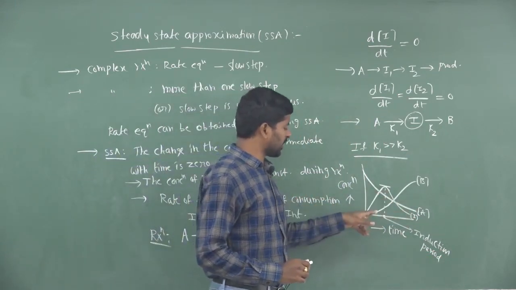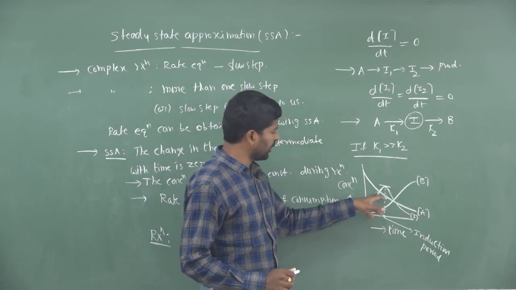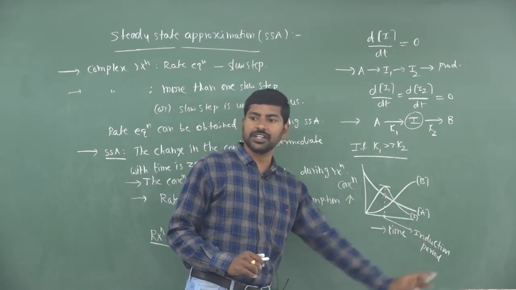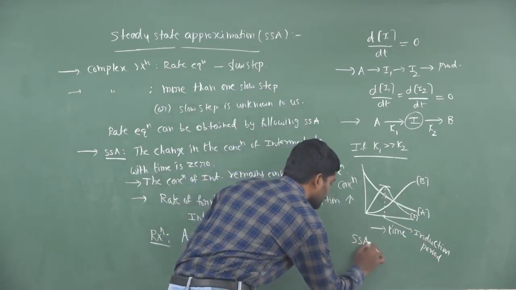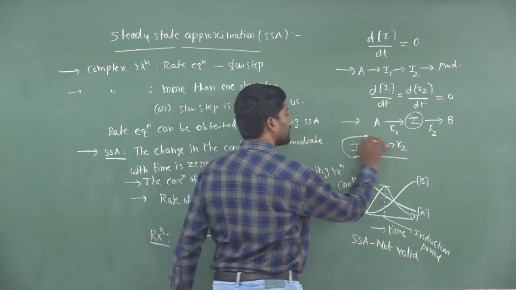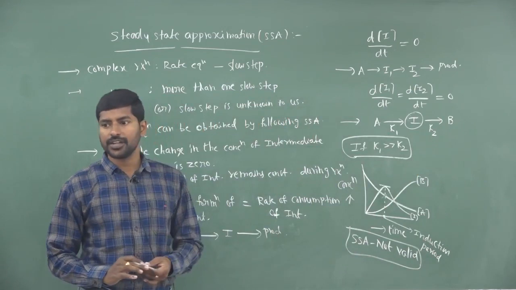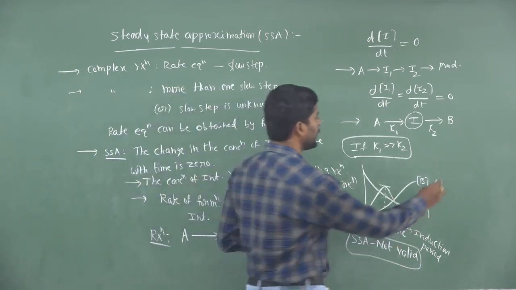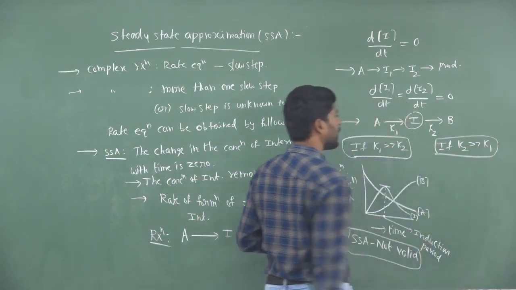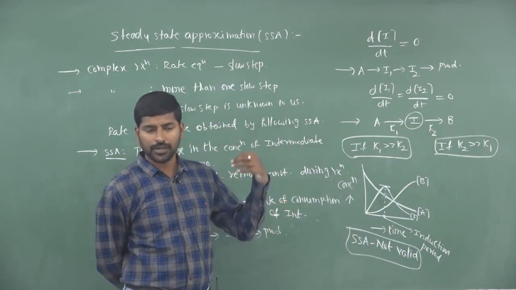In this case, is the concentration of I maintained constant or not? It is not maintained constant: it increases, reaches a maximum value, and decreases again. So in such cases the steady state approximation is not valid. When K1 is many times more than K2, the steady state approximation is not valid. But if K2 is many times more than K1, then as fast as I is formed, it immediately participates in the reaction and is consumed.